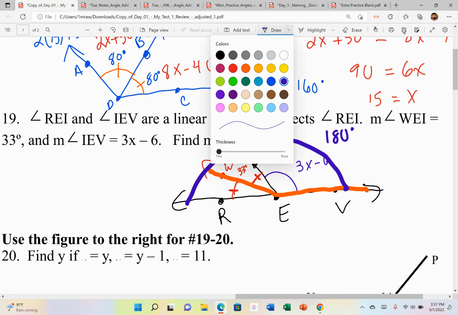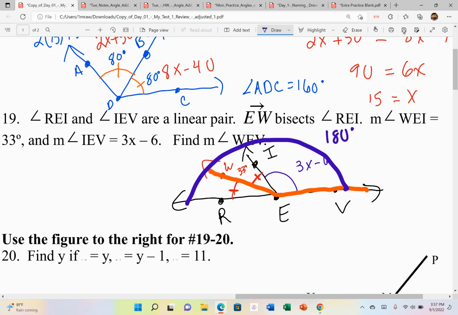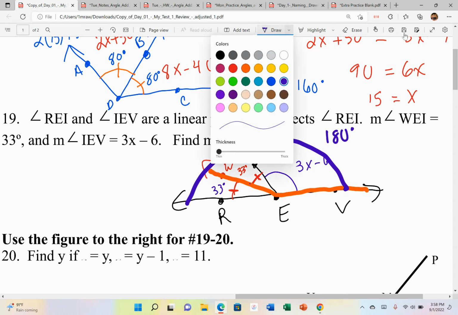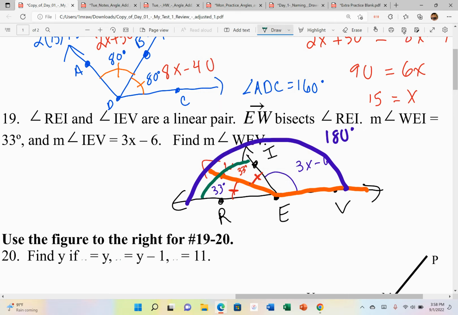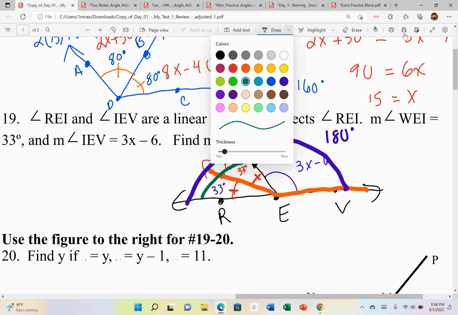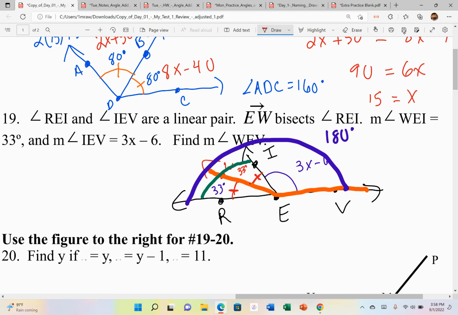Now that we know that, we said that this ray EW bisects angle REI. So if this angle is 33, that means that this angle is also 33 degrees. Everyone okay with that? Which means that this angle right here we can find to be 66 degrees. 33 plus 33 is 66. So I know that REI equals 66 degrees.